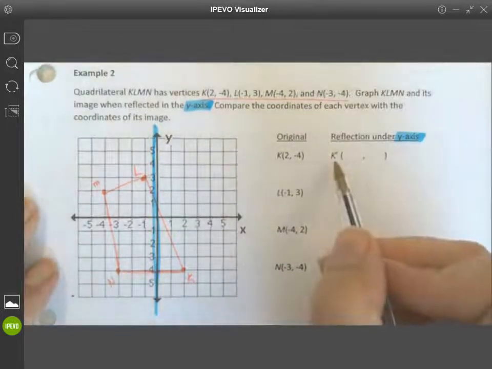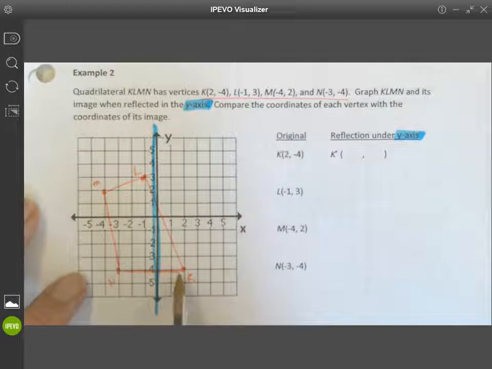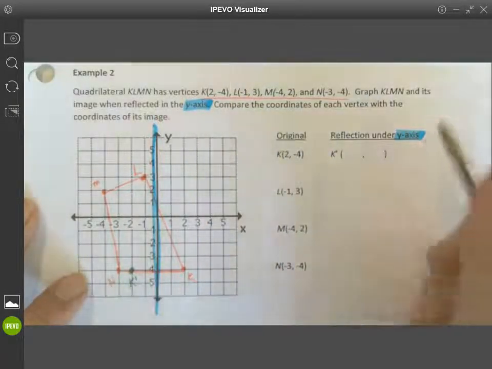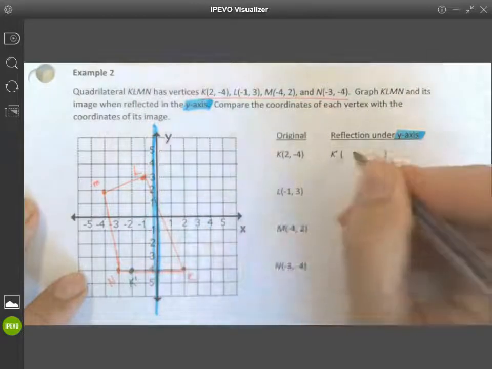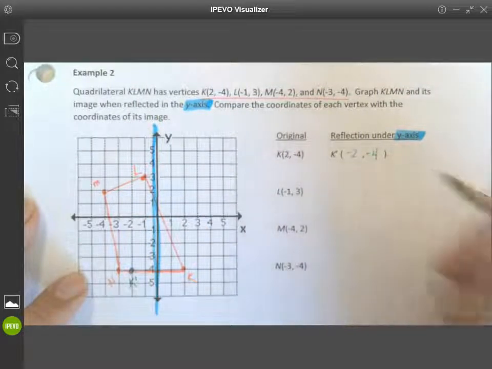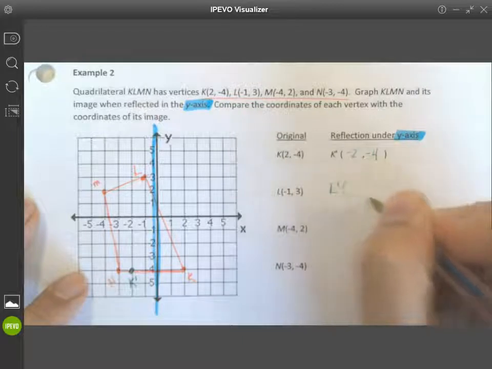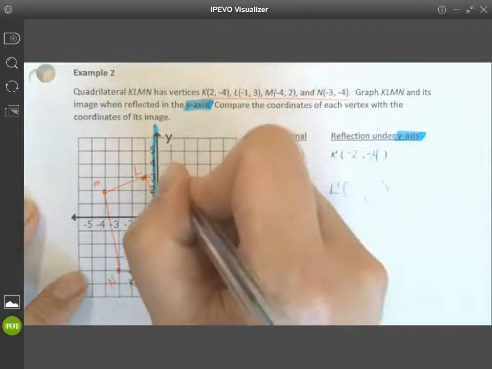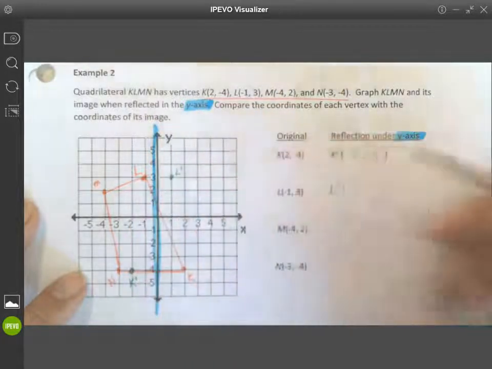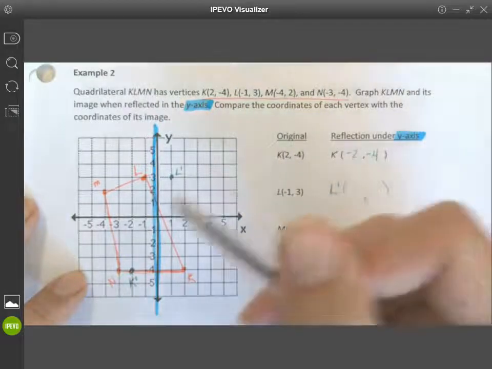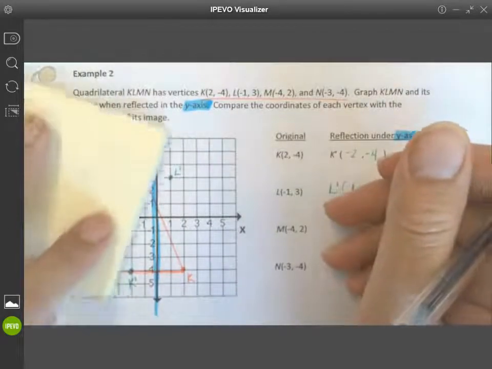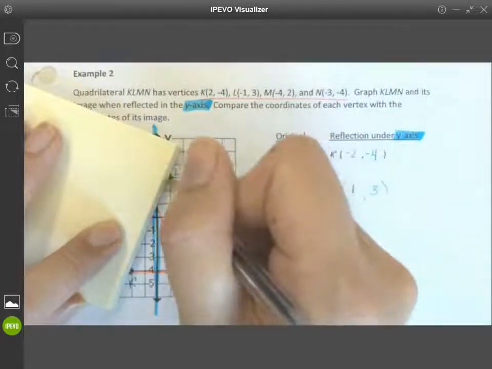Let's start with K. K needs to fold over here, so it's 2 units to the right, so make it 2 units to the left. So it can get a little overwhelming because it's laying on the same line. Do you notice that? What is K? -2, -4. All right, now L prime. Well, L is 1 unit to the left, so now we're going to make it 1 unit to the right. All right. What is that point? 1, 3. And then I'm going to connect it. I'm going to connect as I go so I don't lose anything.